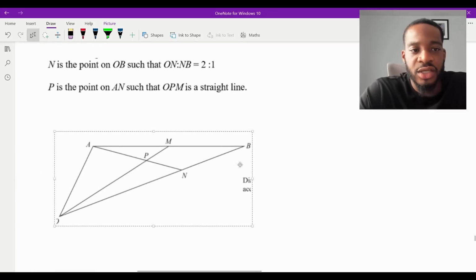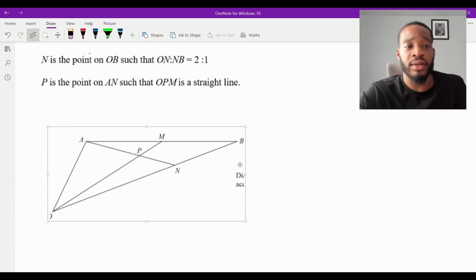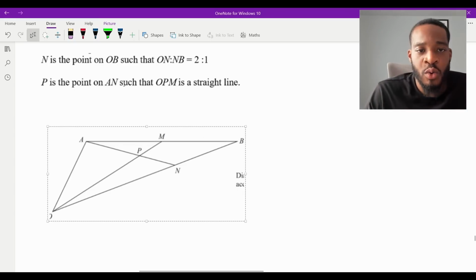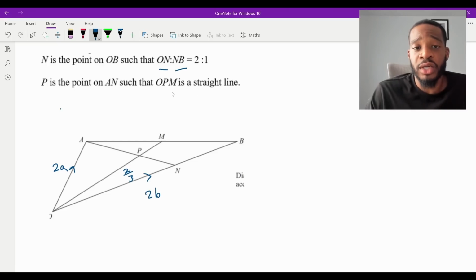So it says N is the point on OB such that O to N and N to B is in the ratio 2 to 1. P is the point on AN such that OPM is a straight line. So remember what we know already. We know that this was 2A. We know that this entire line O to B was 2B. Now O to N and N to B is in the ratio 2 to 1. That means that this part O to N is going to be 2 parts out of 3. Remember 2 plus 1 is 3, 2 out of 3. And then this part is going to be 1/3.